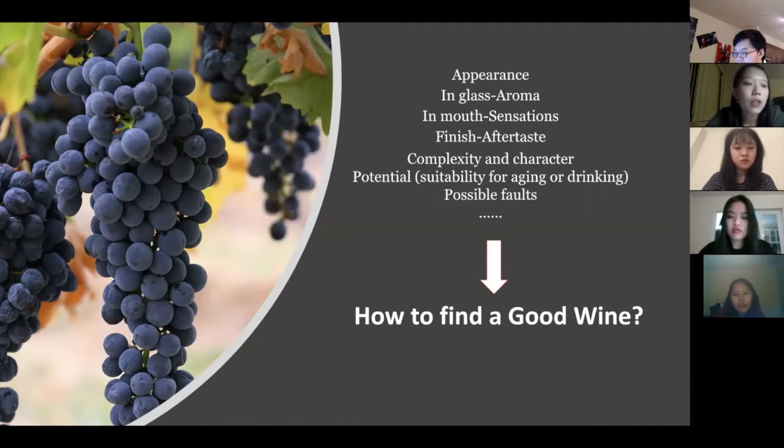Usually, there are 4 stages in a wine tasting: appearance in glass, the aroma of a wine, sensations in the mouth, and finish or aftertaste. Also, experts need to check the complexity and character, potential and possible faults of a wine. Sounds very difficult, right? Well, actually, it is. Therefore, we want to explore which features of wine influence its quality and how they influence it through our analysis. Now let's begin our tour to find a good one.